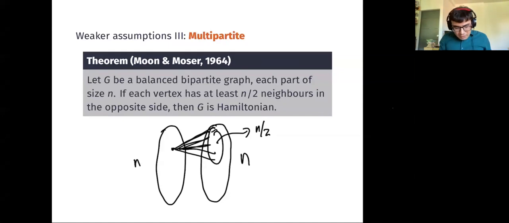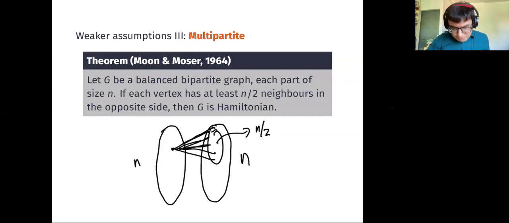So this looks like Dirac's theorem, but note the requirement is much smaller, right? Because the global number of vertices is 2n, but you're not requiring degree n, you require degree n over 2. So in this bipartite setting, you can actually save some degree by using this theorem. And all of these theorems are classics. They're from the 50s or 60s.